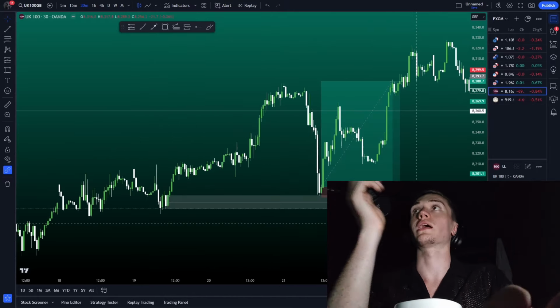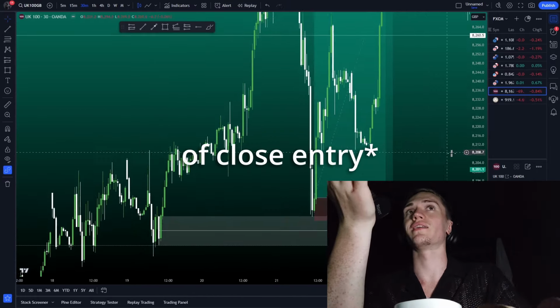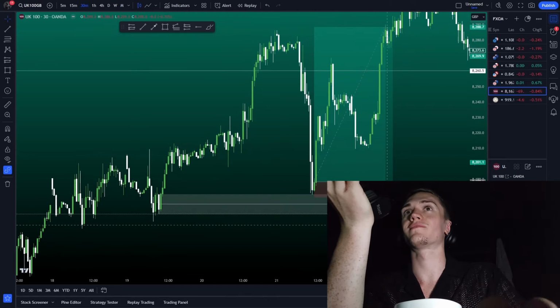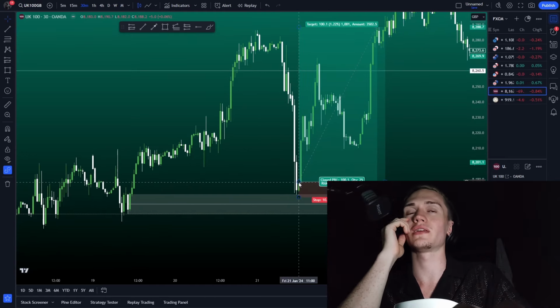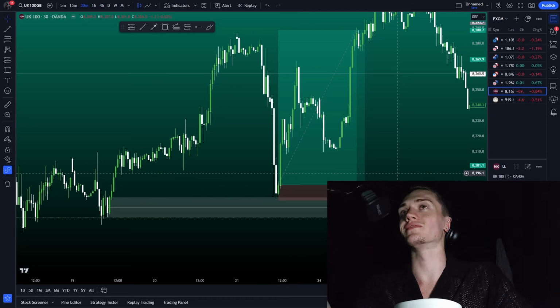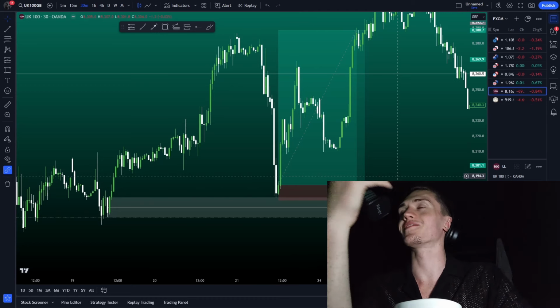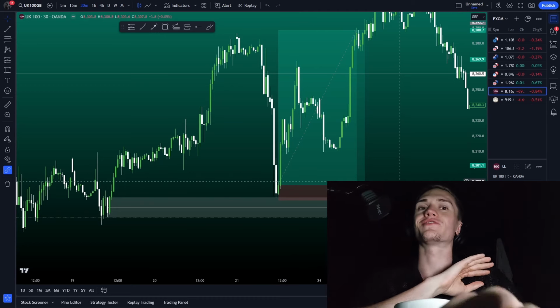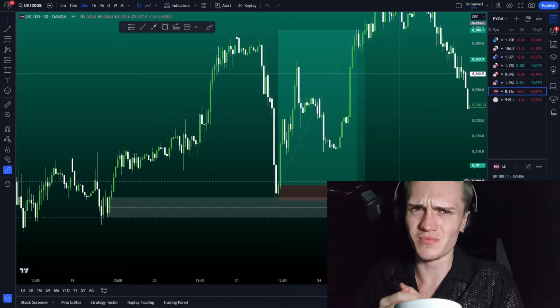Okay, another example was this UK 100. That was our 1 to 10. That is the 30-minute close in our direction. Even better example. So there you go. I'm still looking for entries of the other examples.